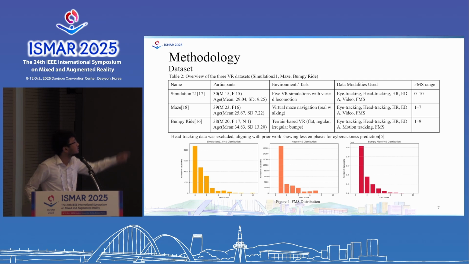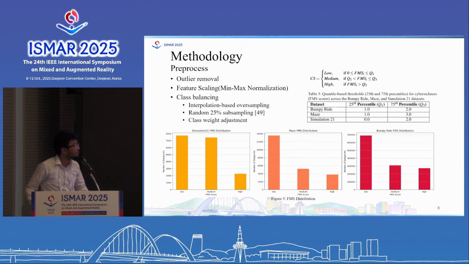You can see that throughout the three datasets, the FMS range is different. For Simulation 21 it's from 0 to 10, Maze it's 1 to 7, and Bumpy Rides is 1 to 9. For that, we did some quantile based thresholding, as you can see in Table 3. After that, we have all of them in low, medium, and high cybersickness. But you can still see there is a kind of imbalance in the data. For that, we did class balancing with interpolation based oversampling, random 25% subsampling, and class weight adjustment. We also did additional preprocessing with outlier removal and feature scaling.